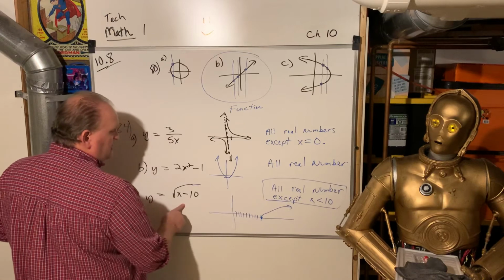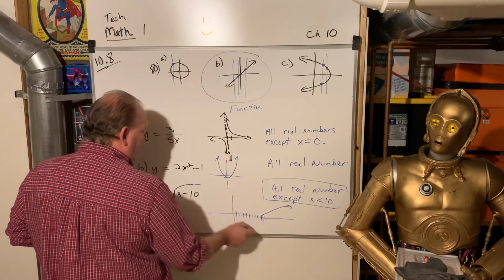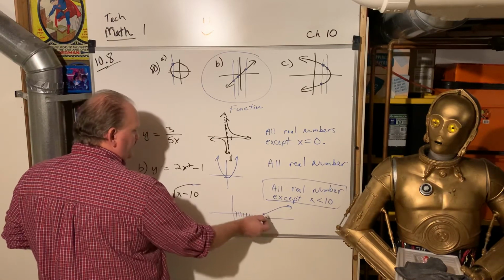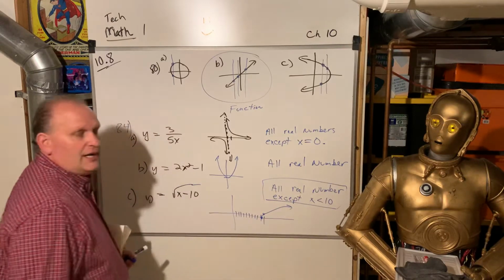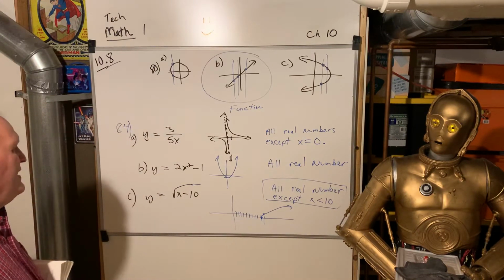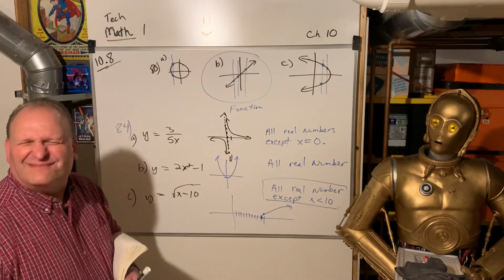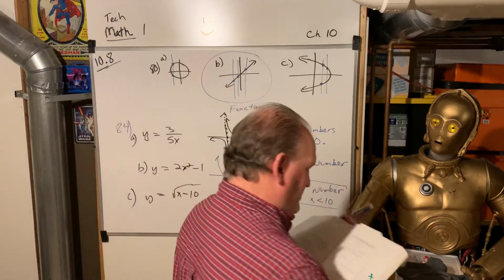And then 10 minus 10 is 0. Square root of 0 is 0. And then 11, the square root of 1 is 1. And 12, the square root of 2, and so on. All right? So those are a little tricky. The domain, that's until you get used to it. Those are a little tricky.